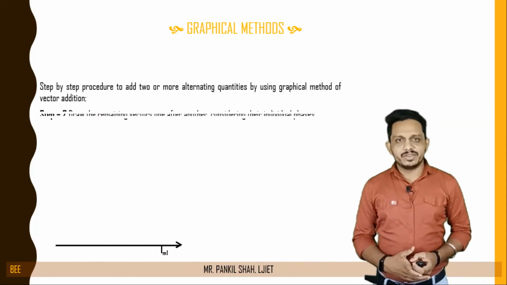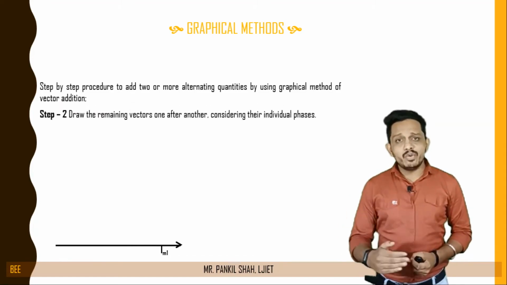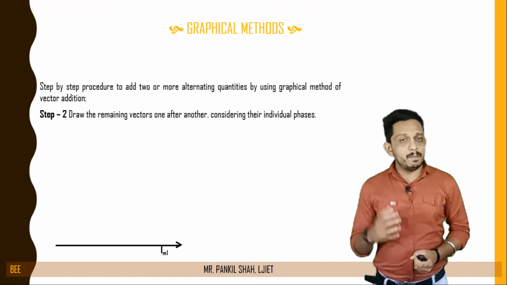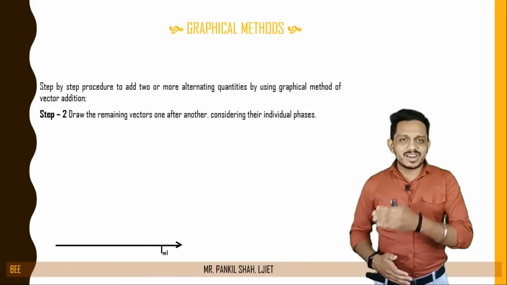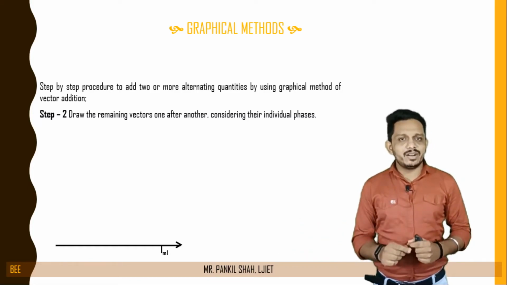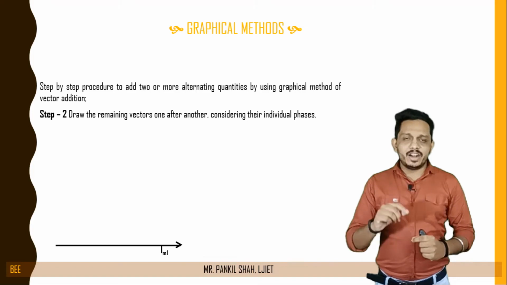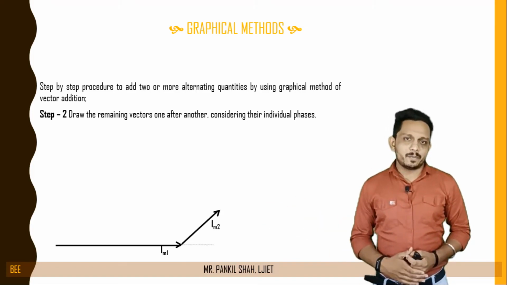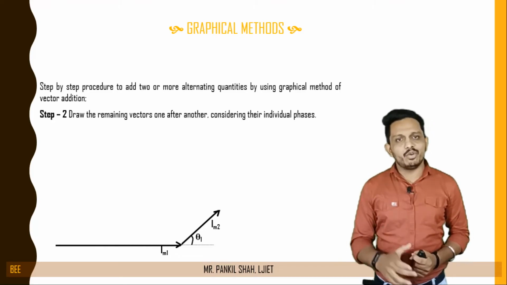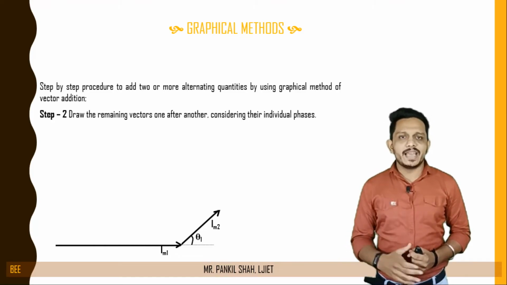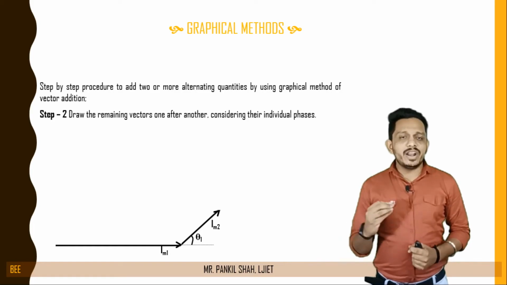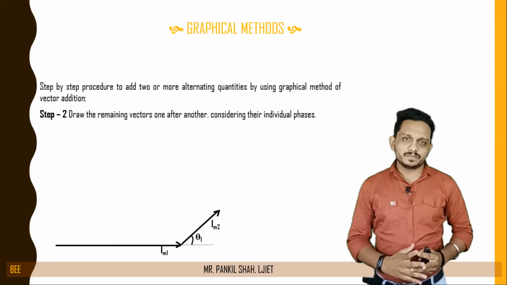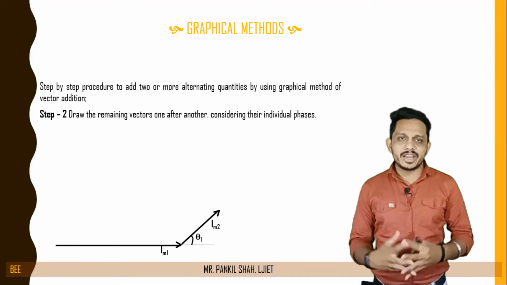Then for the other vectors, you have to use the point to point method to draw each and every vector. It means if our first vector starts over here, then the second vector's tail should start from the head of the first vector. If the second vector has magnitude Im2 and some phase angle theta, then you can draw your second vector from the end of the first vector like this. In this manner you can draw your second vector.